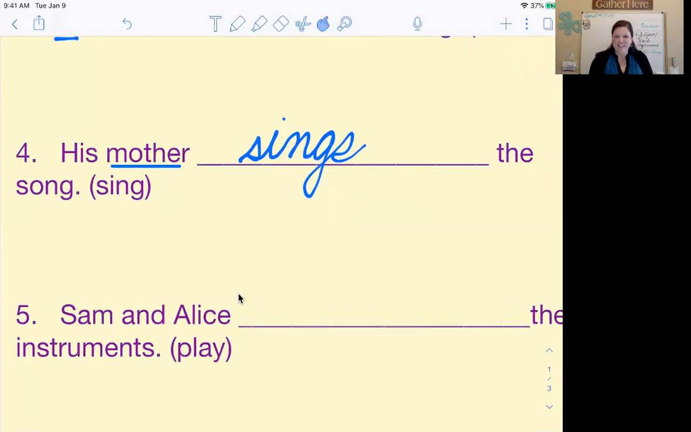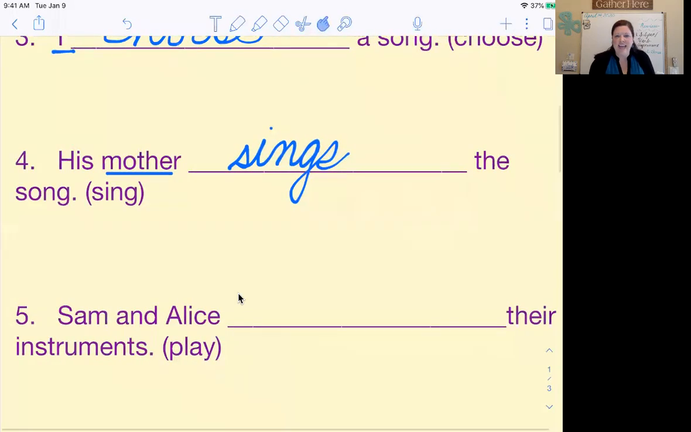Number 5, this is our last one of this kind. Sam and Alice blank the instruments. Who or what is our entire sentence about? Sam, Alice. Now, how many subjects do we have? 2. Since we have 2 subjects, the subject is automatically a plural subject. So we need to have a plural verb. Plural verbs do not end in S. Our verb will just be play.